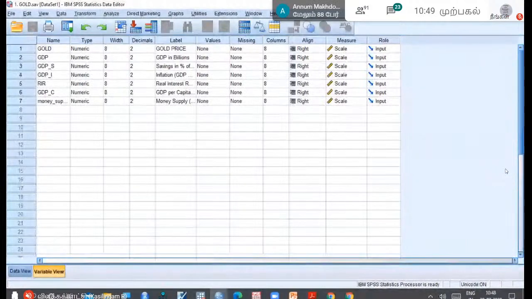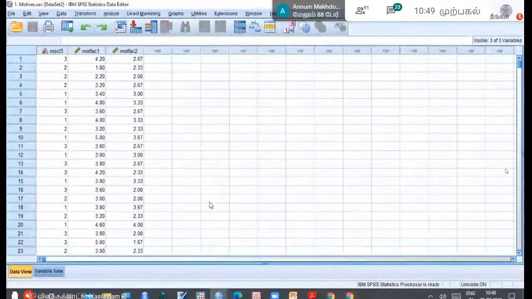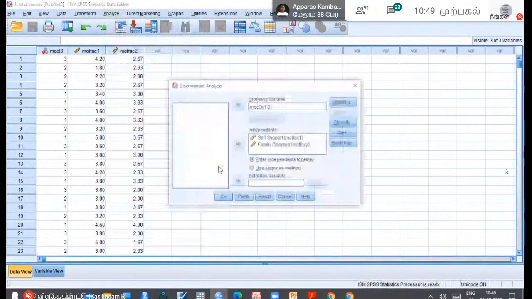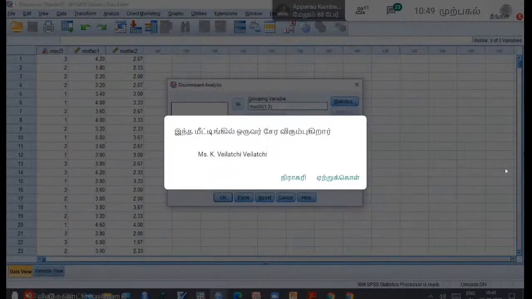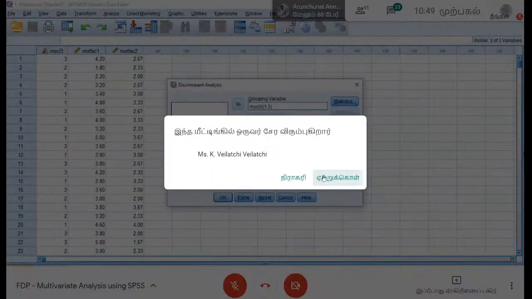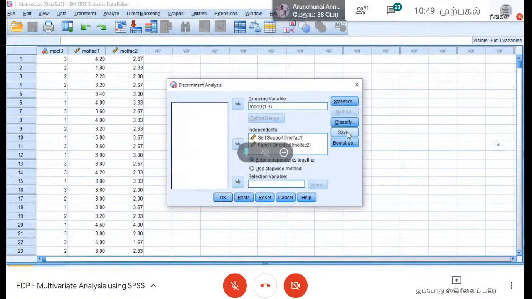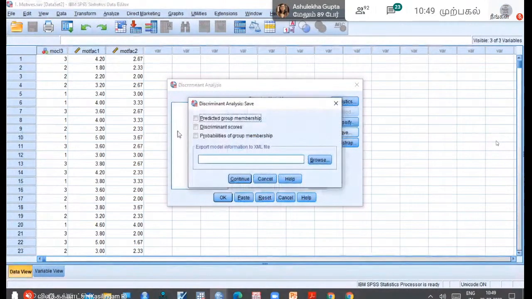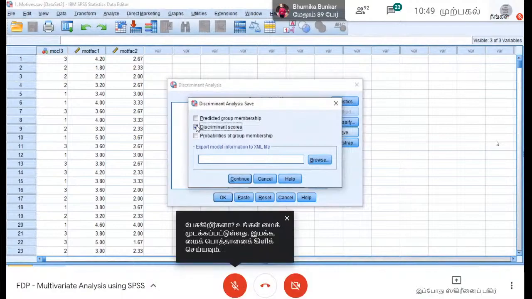Now, analyze, classify, discriminant. Here, I am going to save the discriminant score. Using this equation, I will get a score for Z, a score for Z2. So I am going to save that. Now I have solved the equation.